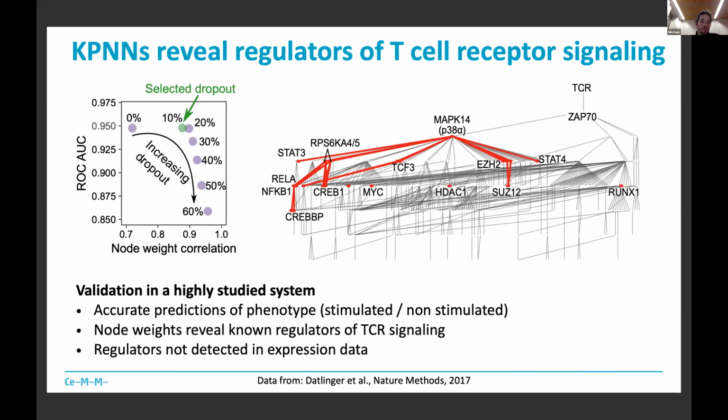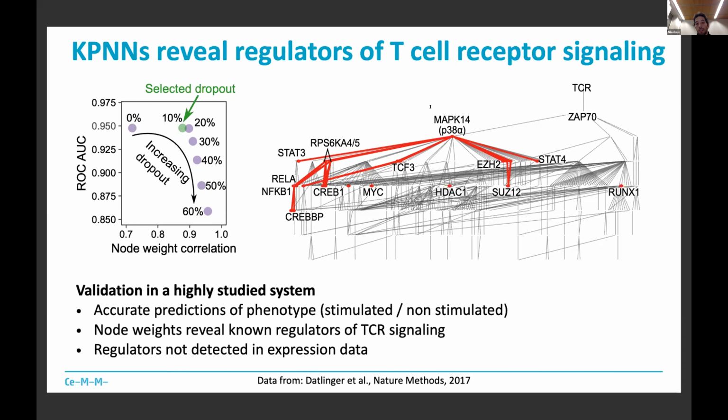In this task, prediction performance was very high, also with alternative methods. And we increase the correlation of node weights over randomly initiated networks. So I selected this network, this dropout of 10%, where the prediction accuracy is still quite high, but also node correlation already has seen a lot of benefit here. So in summary, this network can predict very well.